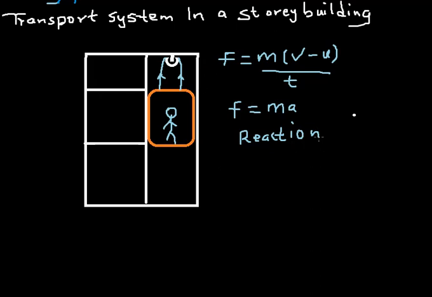So that means the elevator has two motions. The motion is either upward or downward. So we want to generate a formula for the reaction force on this elevator that causes it to go either upward or downward.